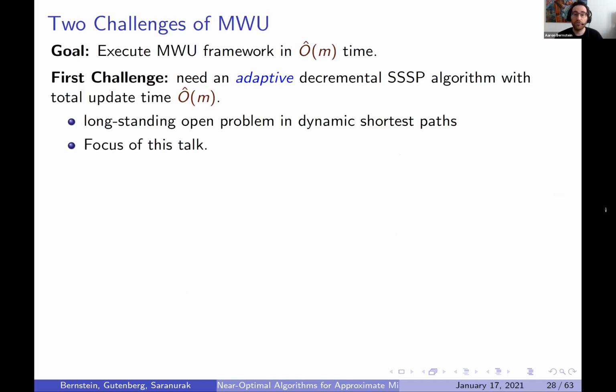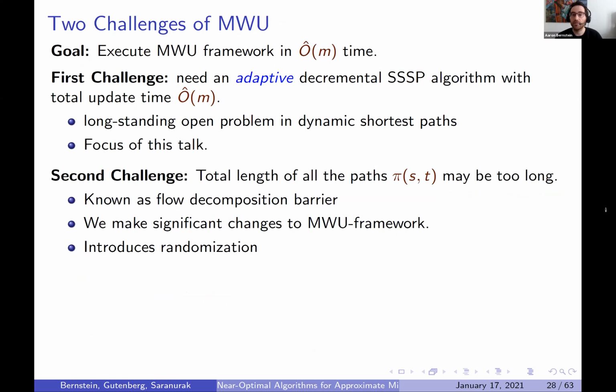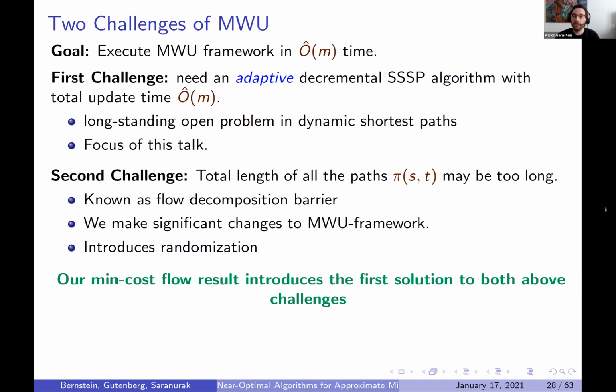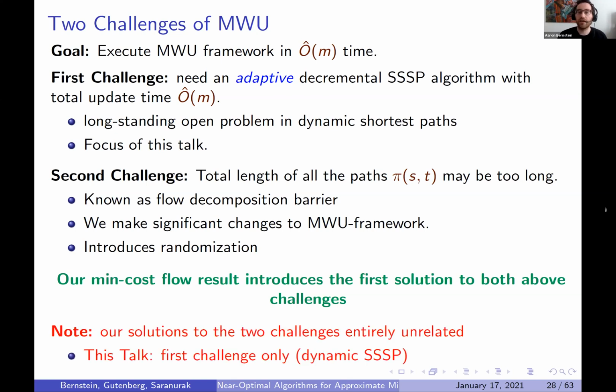So to go back, we have these two challenges. The first is that we need a good data structure. And the second is we need to break through this flow decomposition barrier. And we do that by significantly changing the MW framework itself and introducing randomization in various ways. So our min-cost flow result introduces the first solution to both of these challenges. I should note that these solutions have nothing to do with each other. The only reason that these two things are part of the same talk is because we need both of them for min-cost flow. They're really totally unrelated.